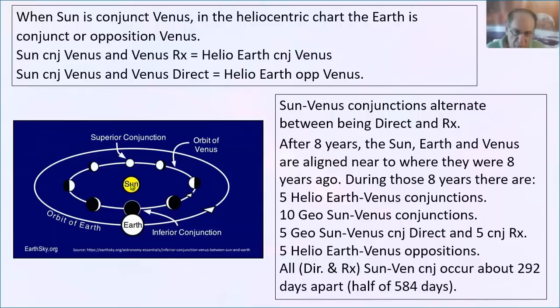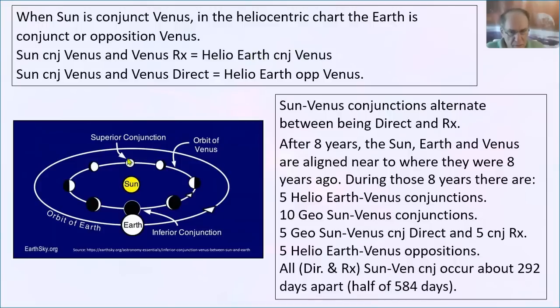When there's an inferior conjunction, Venus is close to the Earth. From the heliocentric point of view, Venus and the Earth are conjunct. So I have a summary here up at the top. Sun conjunct Venus and Venus retrograde, that's an inferior conjunction. That's a helio-Earth. From the helio point of view, Earth is conjunct Venus.